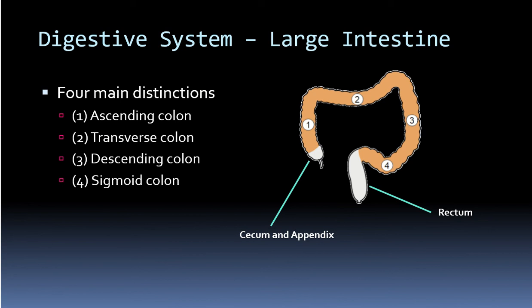Something to note is that at the beginning of the large intestine is a part called the cecum, and a little dangly bit hanging off of the cecum is the appendix.